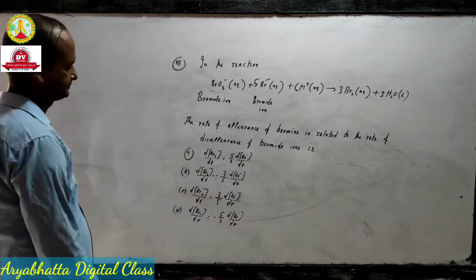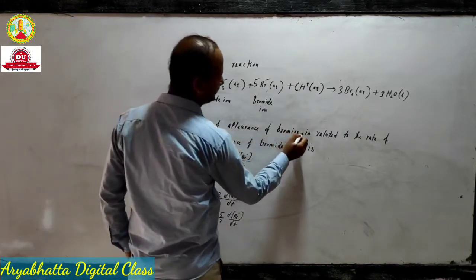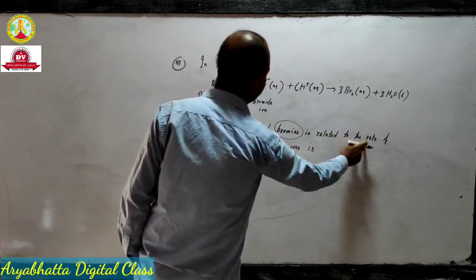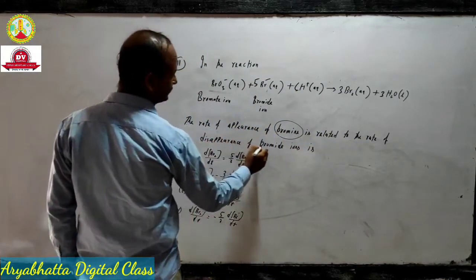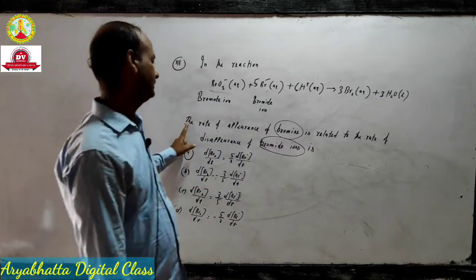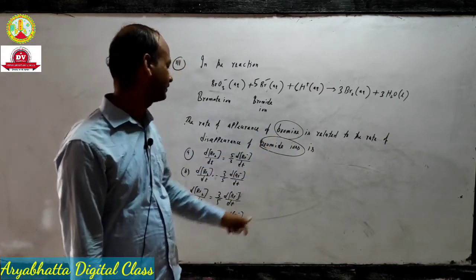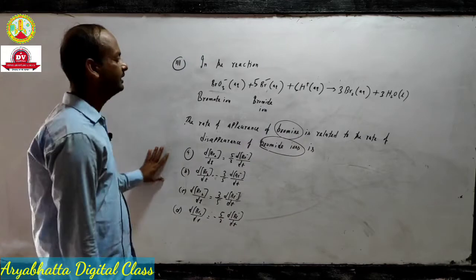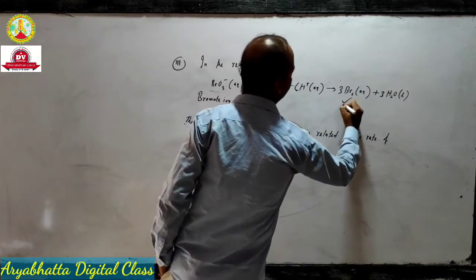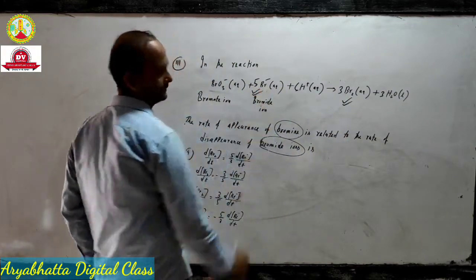Okay, now let's see. For this reaction, the rate of appearance of bromine, हाँ, इसको mark कर लेना. The rate of appearance of bromine is related to the rate of appearance of bromide ion. What is the relationship between the rate of appearance of bromine and bromide ions? Four options have been given. Now let's see. In this question, bromine is this one. And bromide ion is this one. Now let's see.